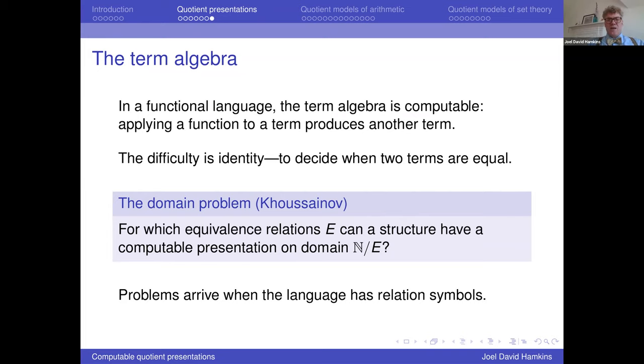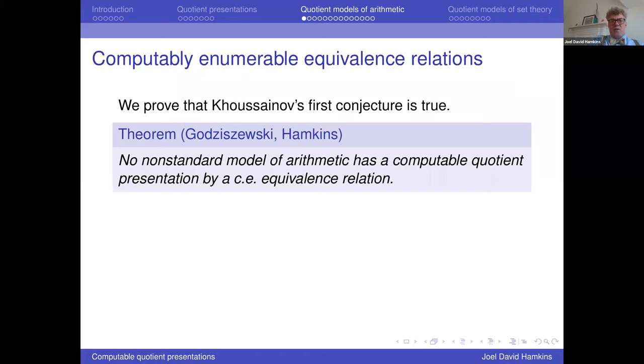So let's turn now to quotient presentations of models of arithmetic. And I want to prove that the first conjecture is true. So this is our theorem. No non-standard model of arithmetic has a computable quotient presentation by a CE equivalence relation. So this is Tennenbaum's theorem for quotient presentations by CE equivalence relations.